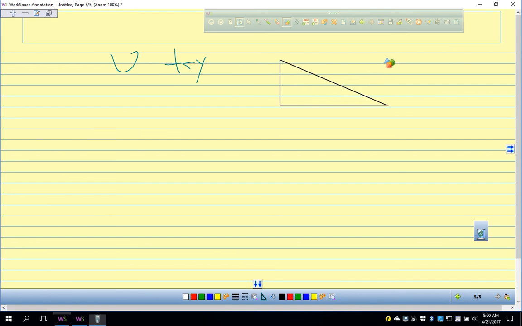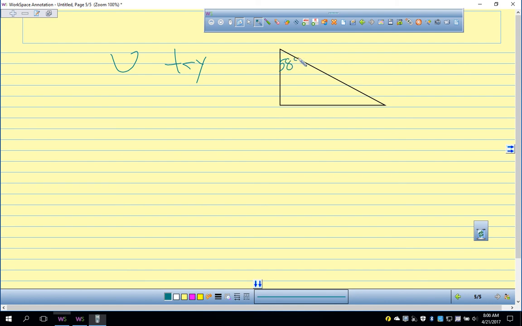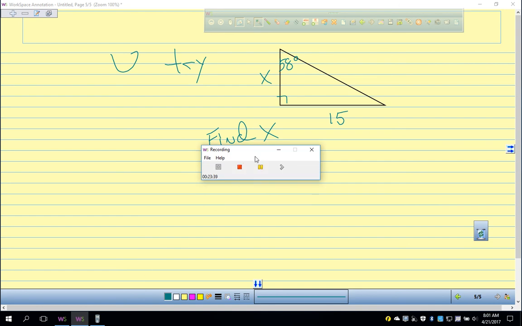Okay. Say I know that this angle is 58 degrees up here. Here's x, and here's 15. And this is your right angle. Find x. I'm going to pause for station identification.